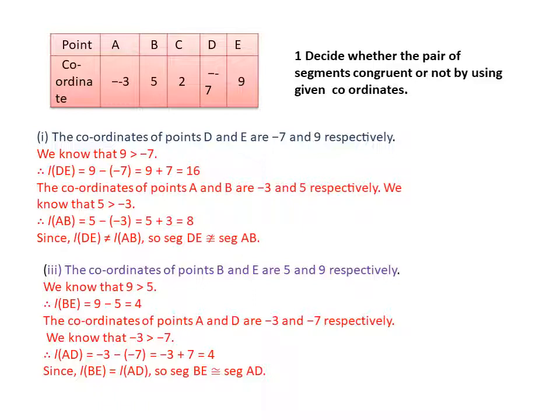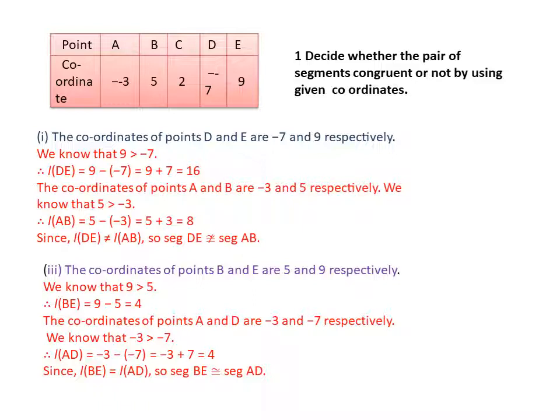Are you understanding? Now one more sum I am showing here. In that case we want to find length BE and length AD. Again, length BE: the coordinates of points B and E. B coordinate is 5, E coordinate is 9. Here 9 is greater than 5. Then length BE is equal to 9 minus 5, which is 4.